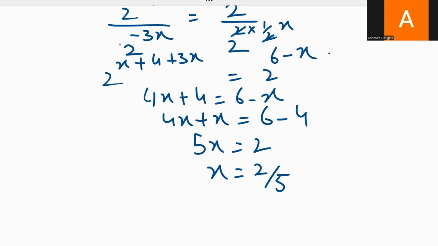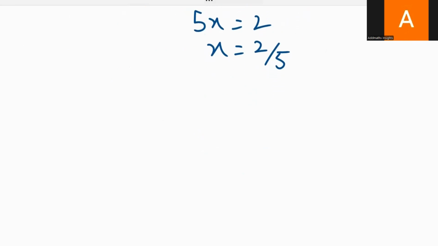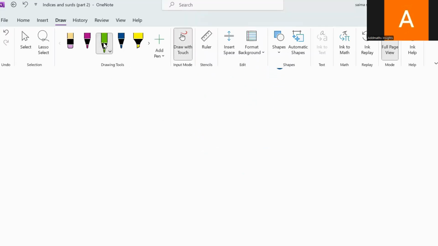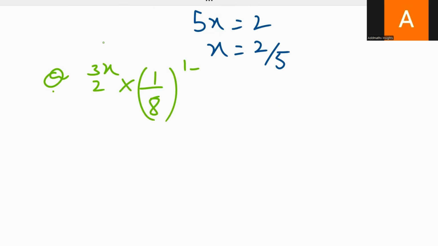For example, the next question is of the type 2 raised to the power 3x into 1 over 8 to the power 1 minus y is equal to 32. So the basic concept is the same.